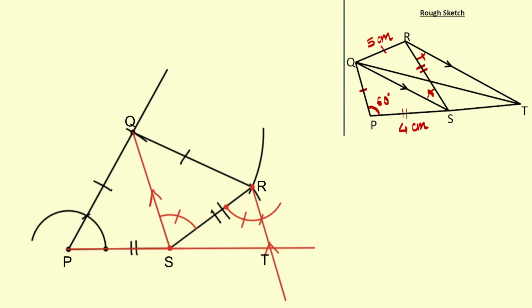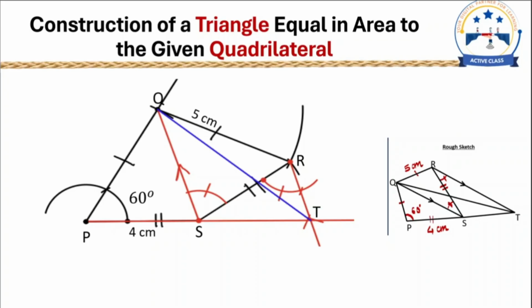Point T and point Q need to be joined. Let me join. Okay. I got the triangle. In order to show the equal triangle that you constructed, normally we shade the triangle with the pencil. You can shade it. This is our constructed diagram with the rough sketch.